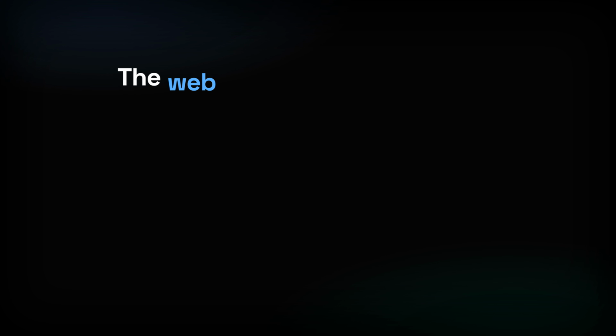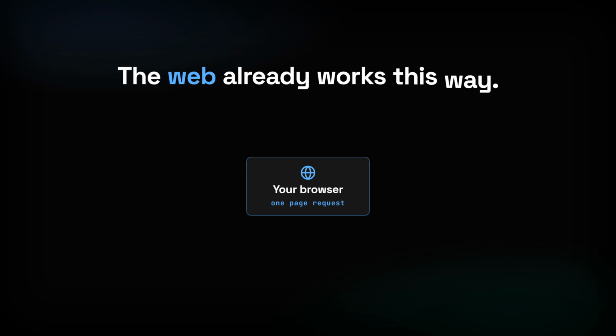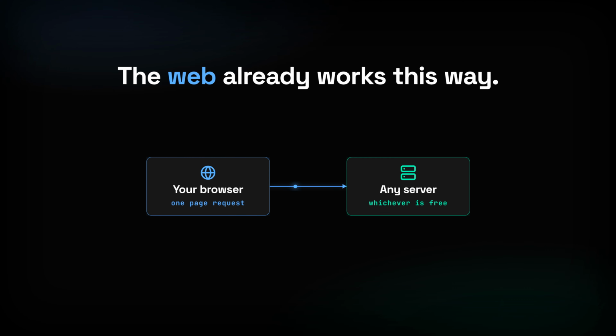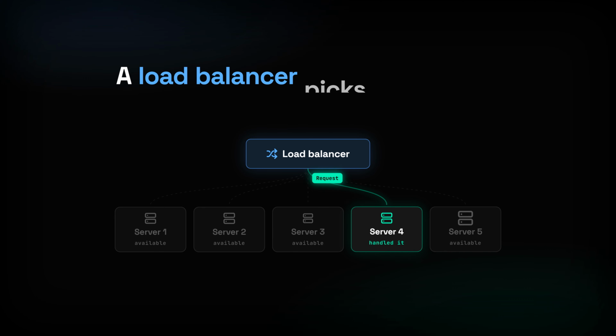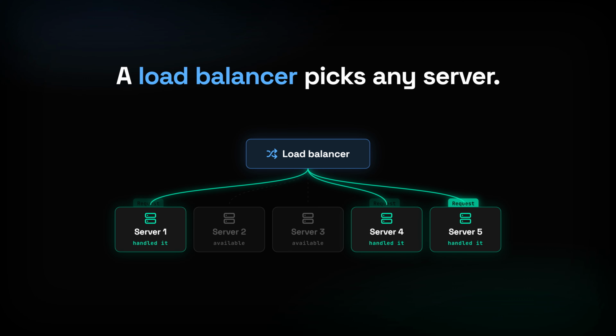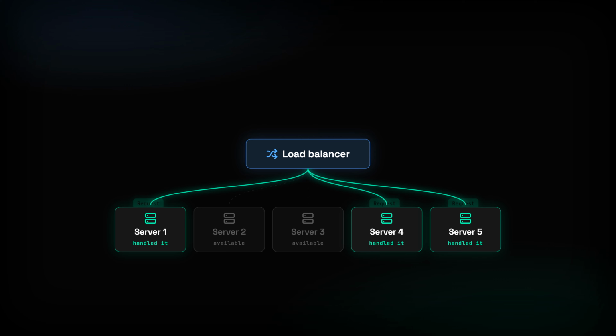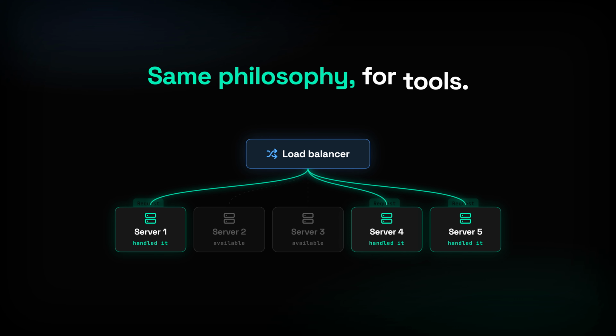Let's think about how websites work. When you visit a web page, your browser doesn't need to reconnect to the exact same physical server every single time. A load balancer can send each request to whichever server is currently available. That's one of the biggest reasons the modern internet scales so well. Stateless MCP brings exactly the same philosophy to AI tool communication.